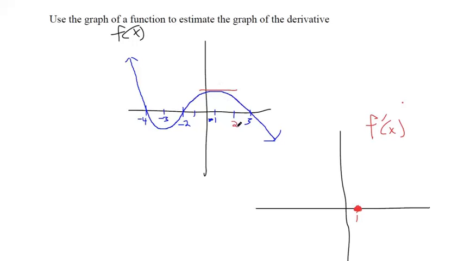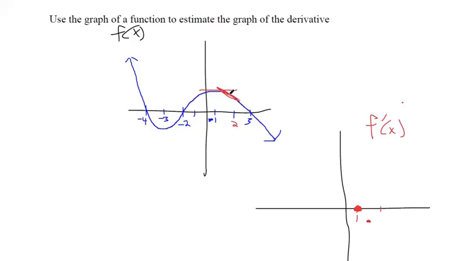Here, this is x equals 2. Somewhere between x equals 1 and x equals 2, I've got a slope that's negative. If I read that from left to right, it's going down. So between x equals 1 and x equals 2, I have a negative slope, and I can just make a guess at where that is.